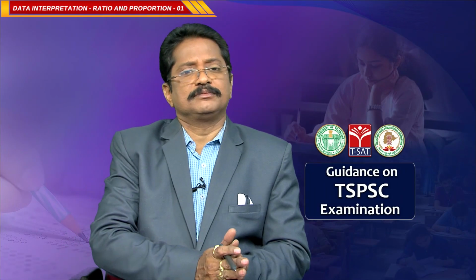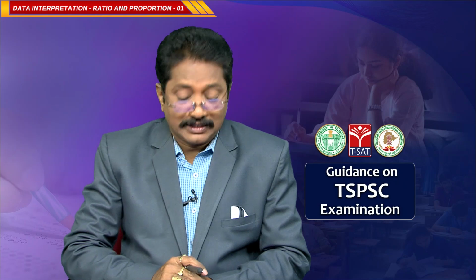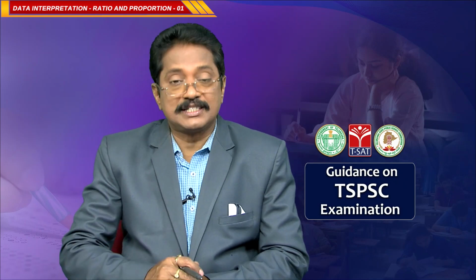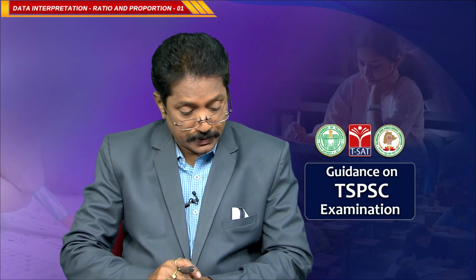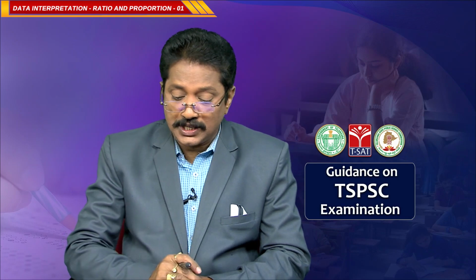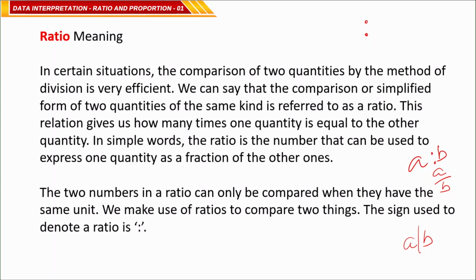So, how many are equal to this one. Compare Fahrenheit to degree Celsius and degree Celsius to Fahrenheit, like any concept, any quantity, we are just comparing in the form of division, and that will be considered a ratio. Okay. The ratio is a number that can be used to express one quantity as a fraction of another.